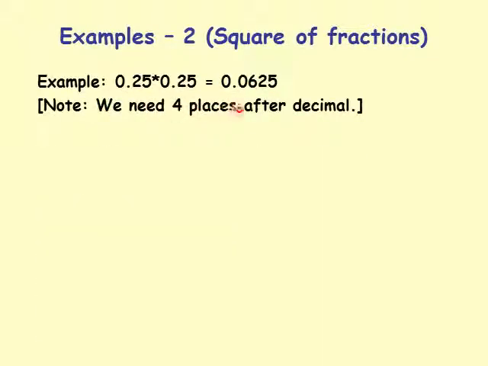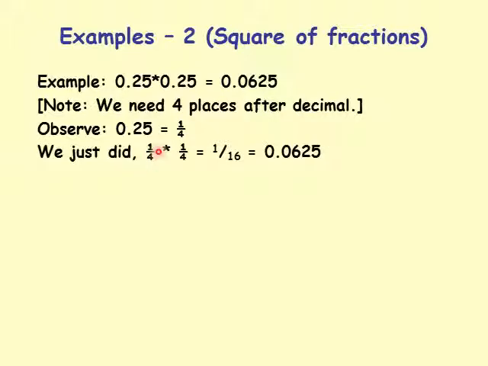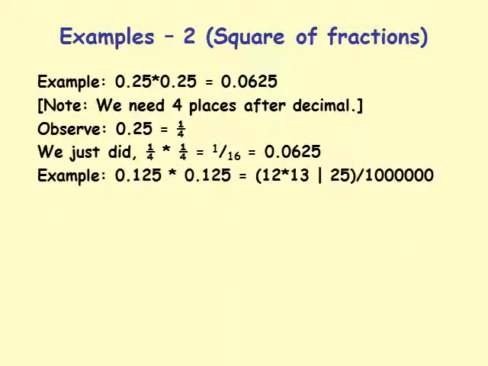We need four places after the decimal. That's how come there's a zero here. Again, 0.25 is a quarter, so 1/4 times 1/4 equals 1/16, which is 0.0625. We just converted 1/16 to 0.0625. Now 0.125 times 0.125, same way.